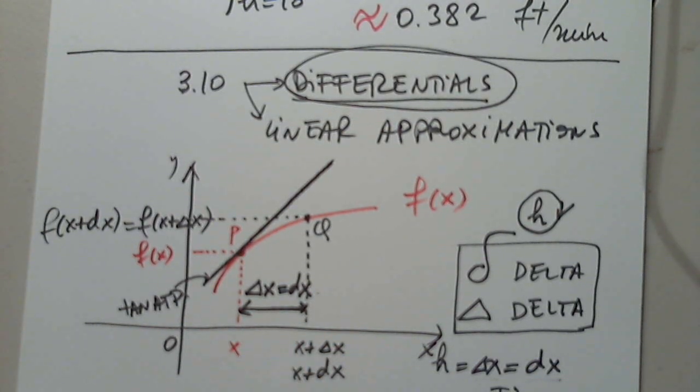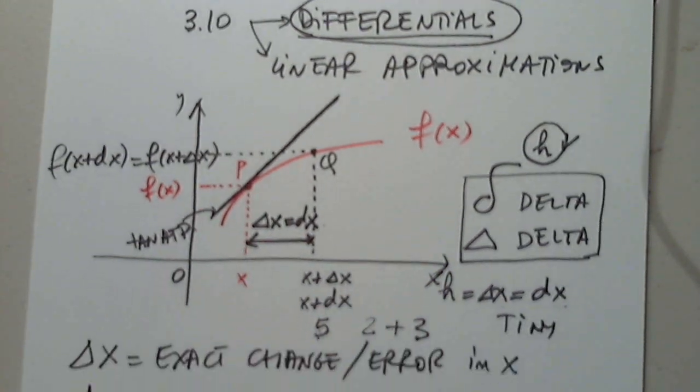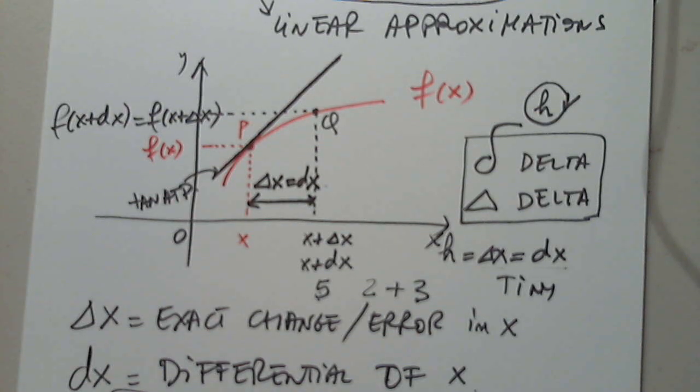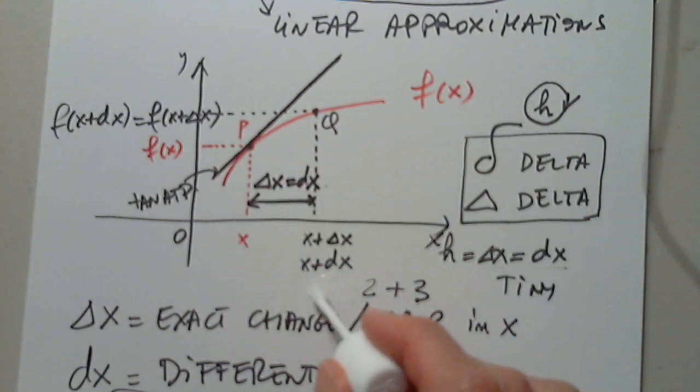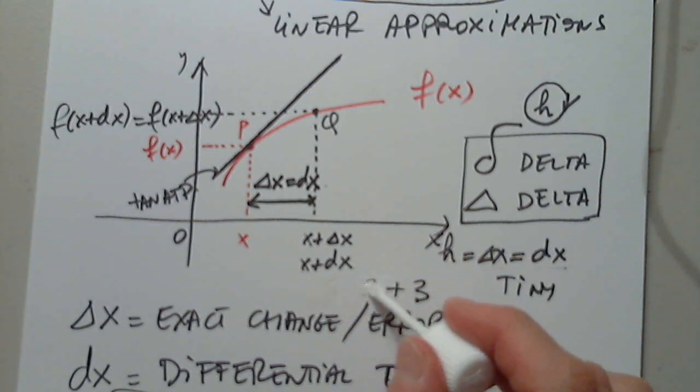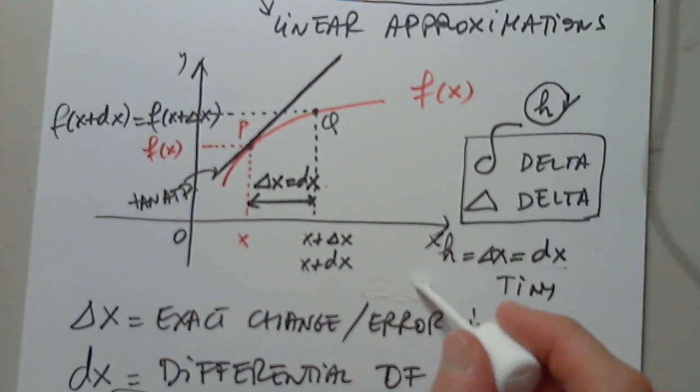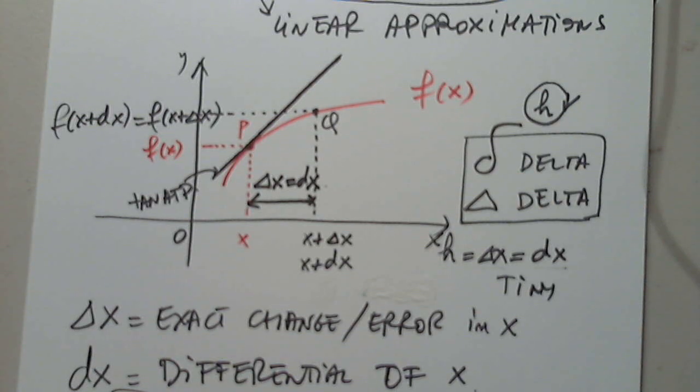Is that clear? So if this is 5, I'm going to erase it, don't write it. If this is 5, do I plug in 2 and then I say plus 3, or do I plug in 5 in the function to get this value? You plug in 5. Exactly. Is that clear? It's very important to understand. So if the x value is x plus delta x, that's what I have to plug in the function. If the x value is x plus dx, that's what I have to plug in the function. Is that okay, everyone?